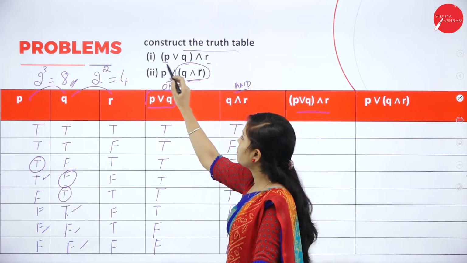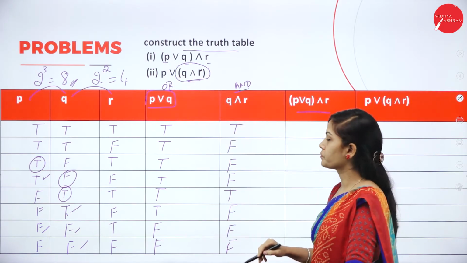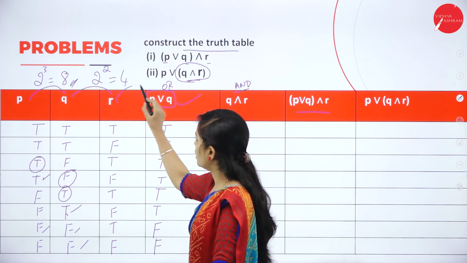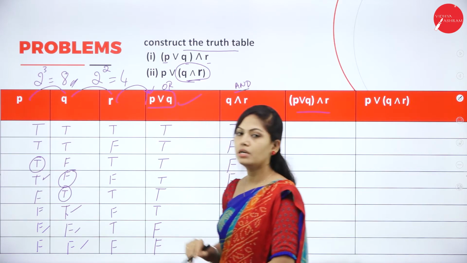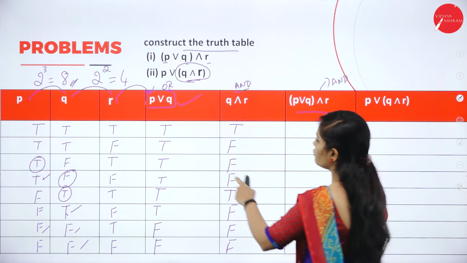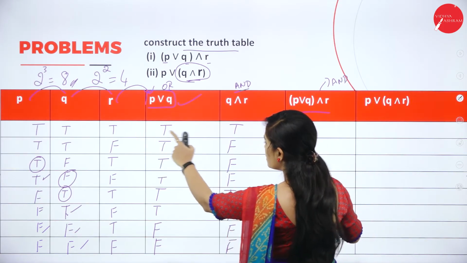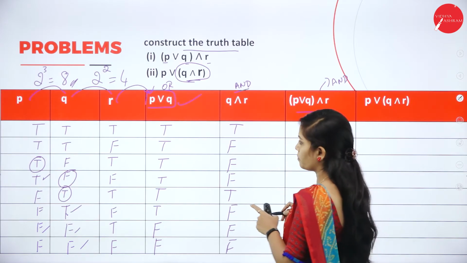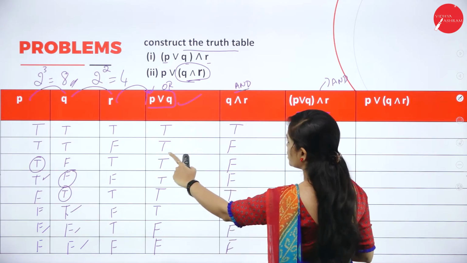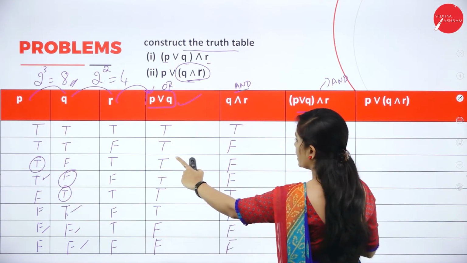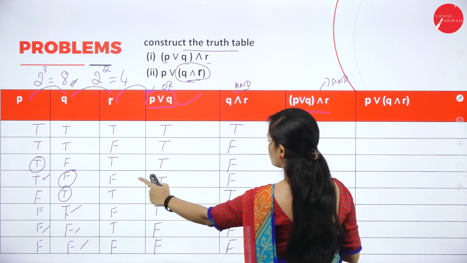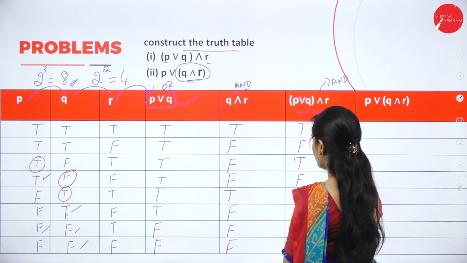You have to find P or Q and R. So just consider the P or Q column and the R column. We are using AND operation. If any one of the statements is false, the condition is also false in AND operation. So I will consider this column and this column. True, true means the condition is true. False, true means false. If any one of the conditions is false, the statement is also false. So true, true is true. False, true is false. True, true, true.